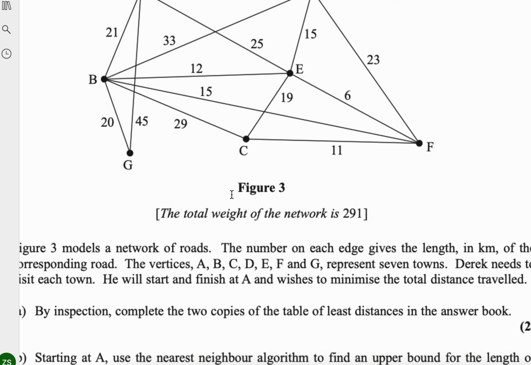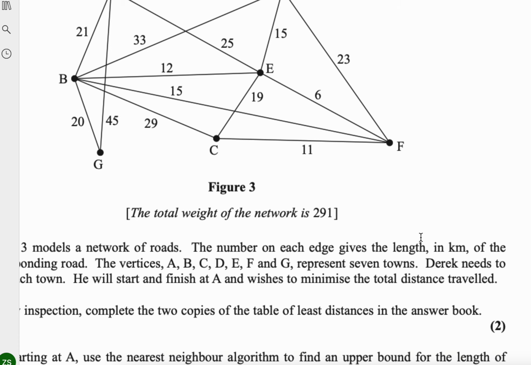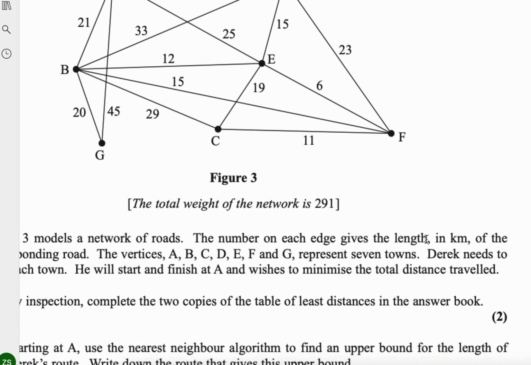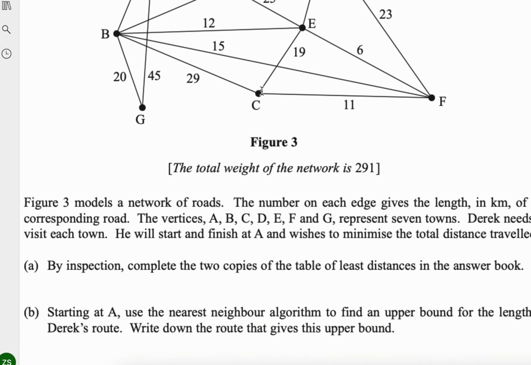Figure 4 models a network of roads. The length is in kilometers. Vertices A, B, C, D, E, F, G are several towns. Derek needs to visit each town, so he's visiting each node. He will start and finish at A. What does start and finish at A imply? What do you need to do to the graph if you're starting at A and finishing at A?